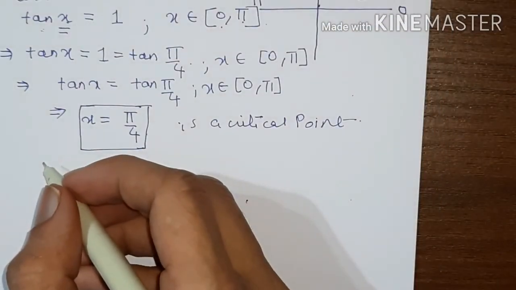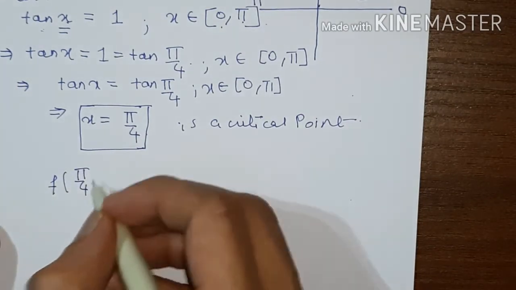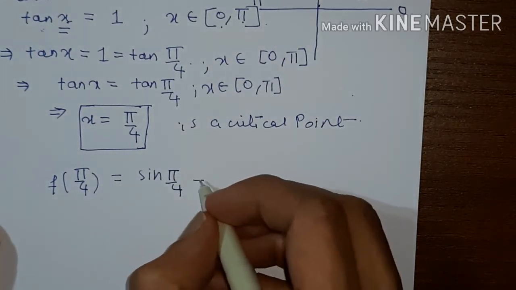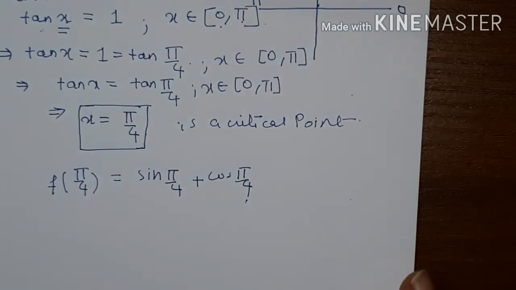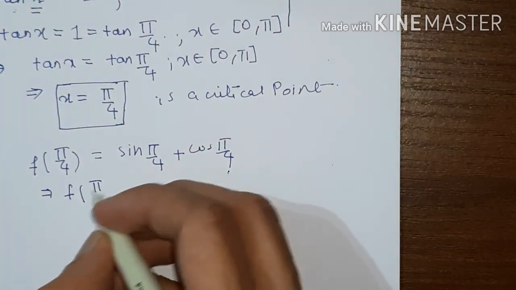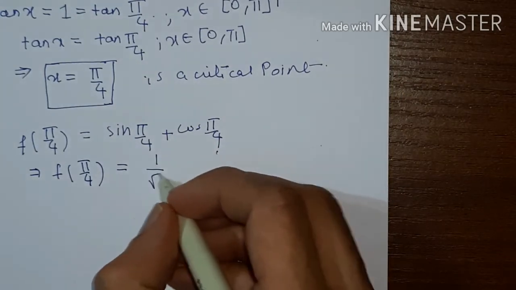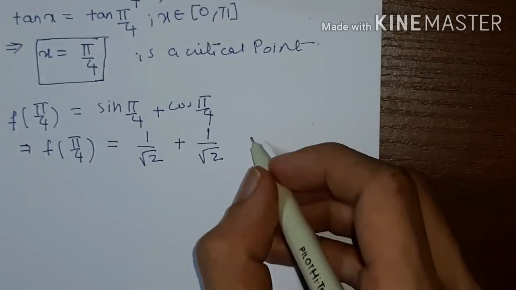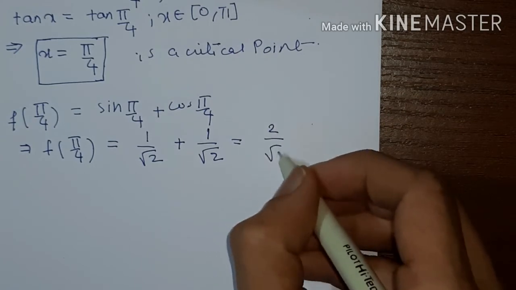Now we have to check the function value at the critical point. So f of pi by 4 is equal to sine of pi by 4 plus cos of pi by 4. Sine of pi by 4 is 1 by root 2, plus cos of pi by 4 is also 1 by root 2, right? And so that is 2 by root 2.